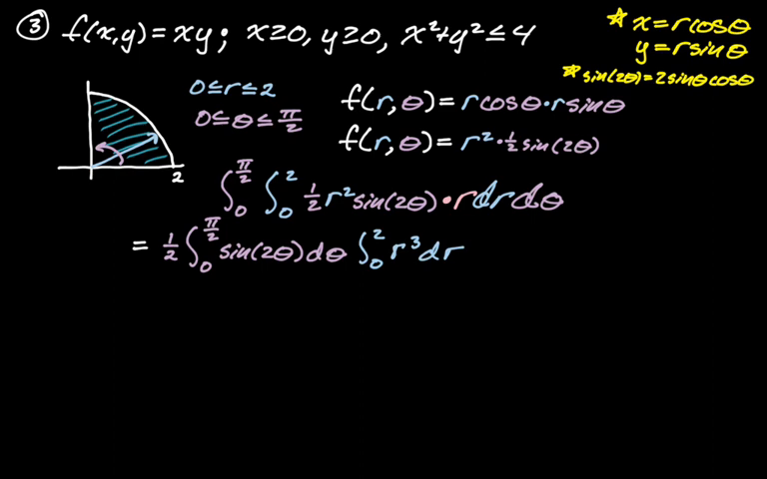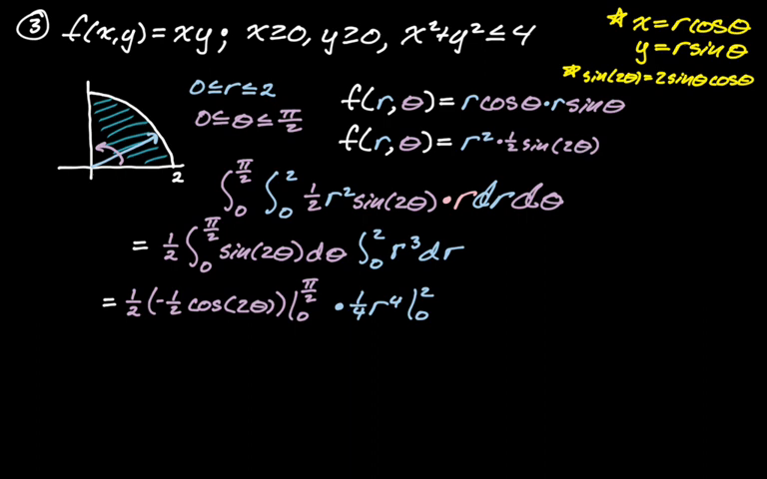1/2 constant multiple, pull it out. 0 to pi over 2 sine of 2 theta d theta, 0 to 2 r cubed. So we just have to integrate this. So there's going to be 1/2, and then we'll get negative 1/2 cosine of 2 theta from 0 to pi over 2 times 1/4 r to the 4th from 0 to 2.